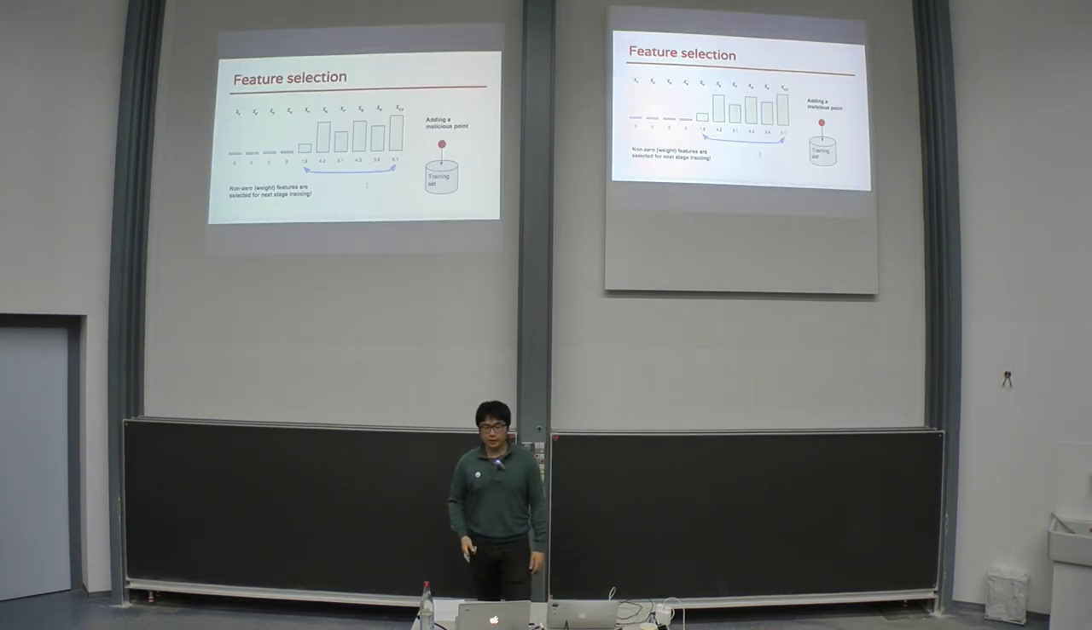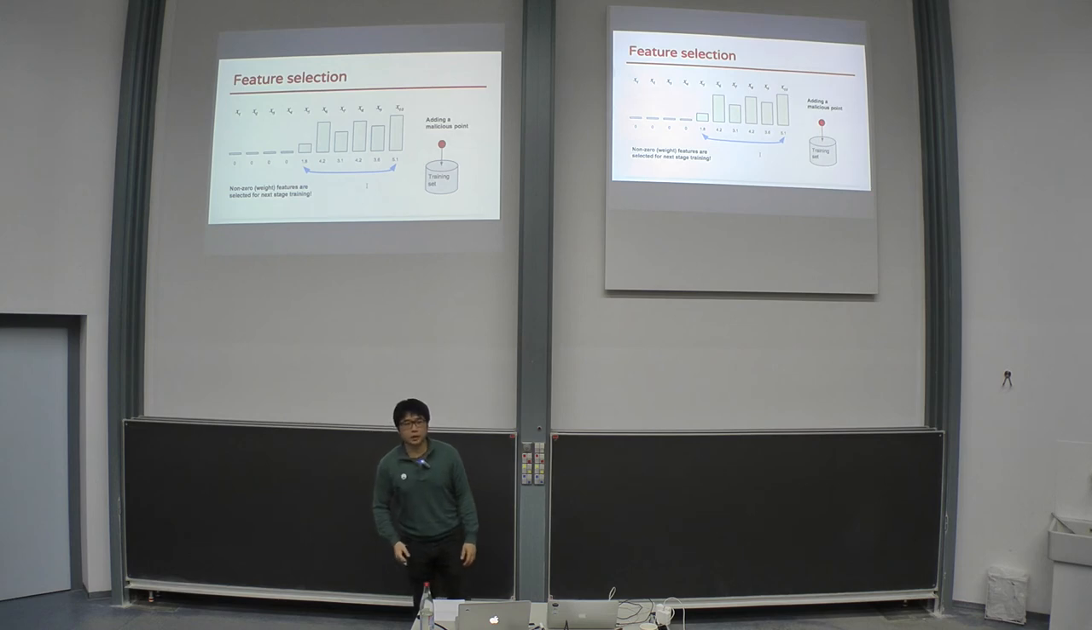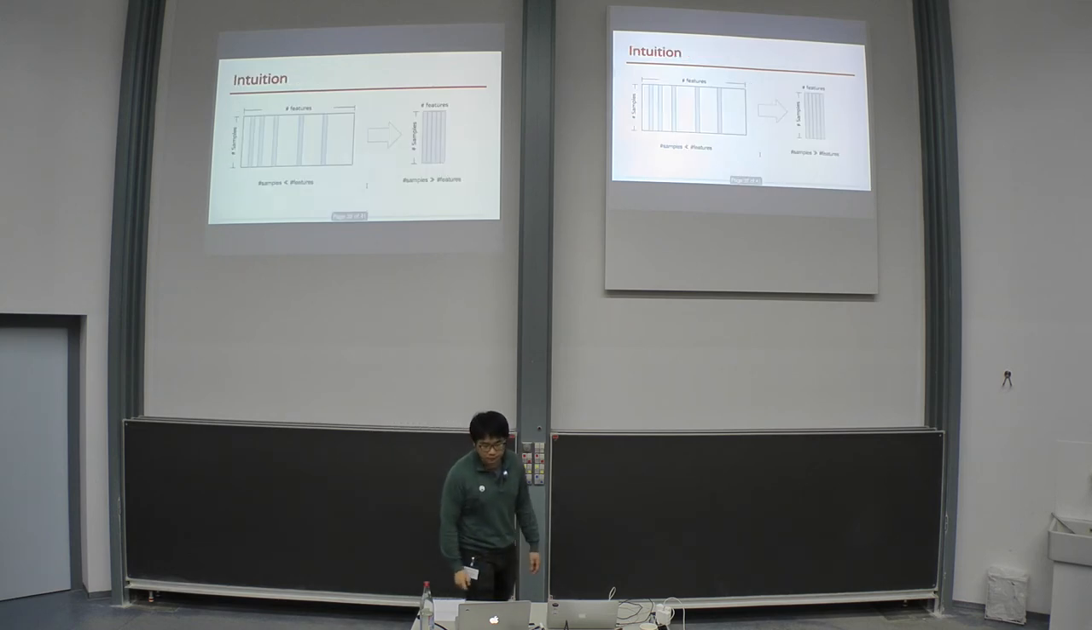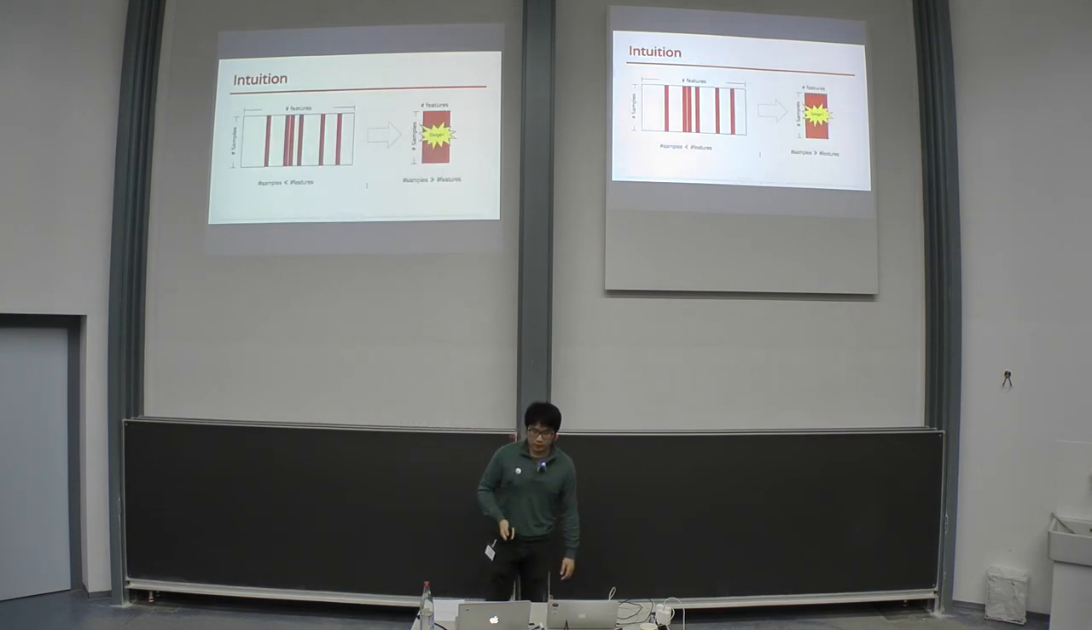If we can add a malicious point into your training set and somehow totally change the feature ranking, then you will select the rest of the five totally useless features in your learning system. Then, of course, for the following learning parts, it's also useless. So this is the intuition behind it.